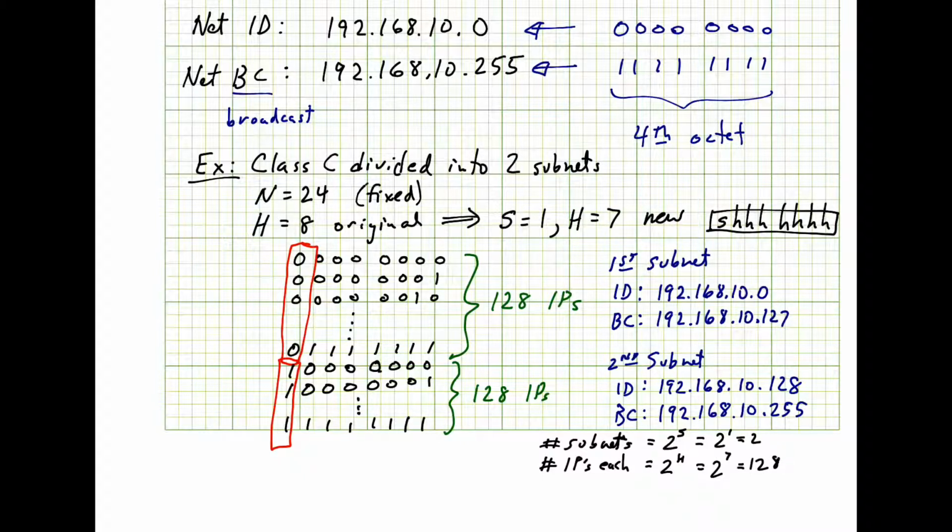I will start with a new video and show you how to divide Class C networks up into more than 2 subnets by setting S to larger numbers.